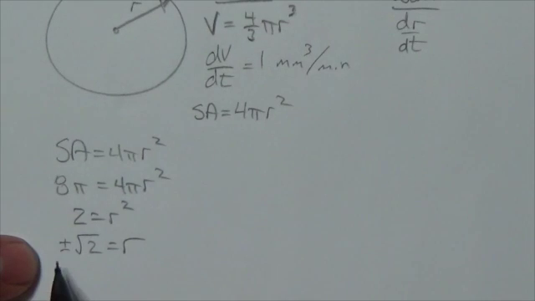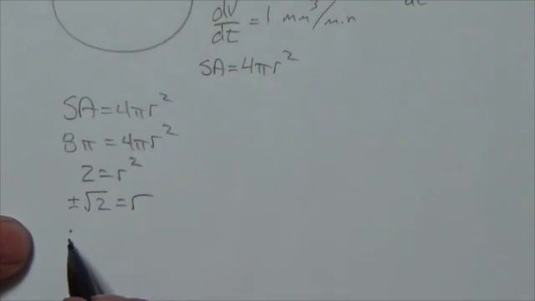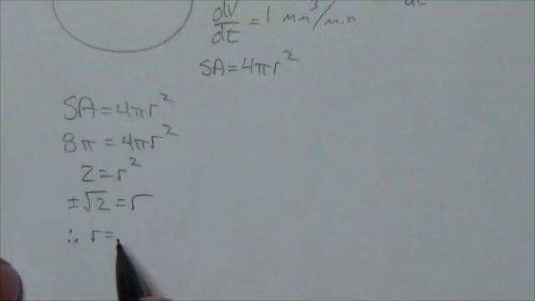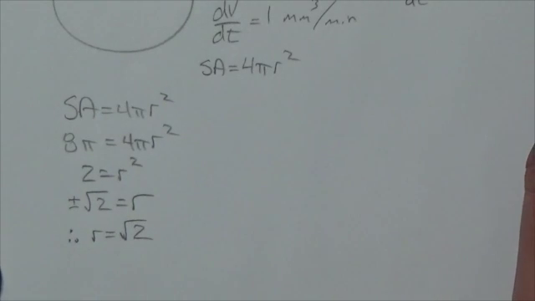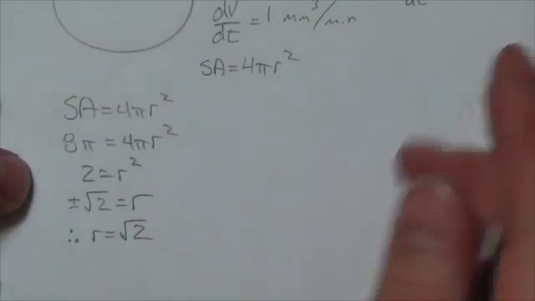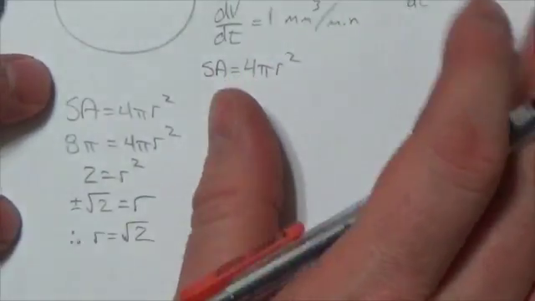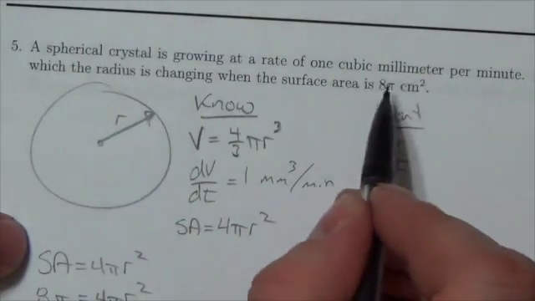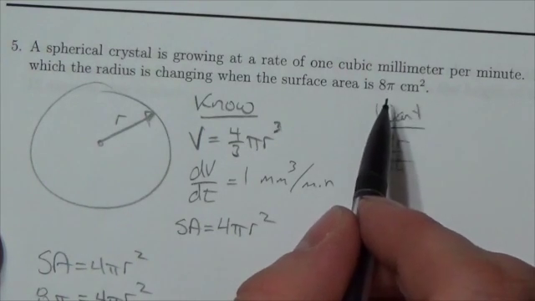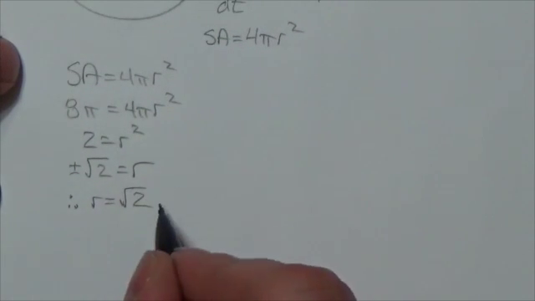R is equal to either the positive or the negative root of 2, but it doesn't make much sense to talk about it in terms of the negative. So this has got to be root 2. Now, that is really interesting, because root 2 what? Bear in mind that we are being told that the volume changes in terms of millimeters cubed per minute, but we're told that the surface area was 8 pi centimeters squared. So this was a centimeter squared, so I can assume that this is actually centimeters.